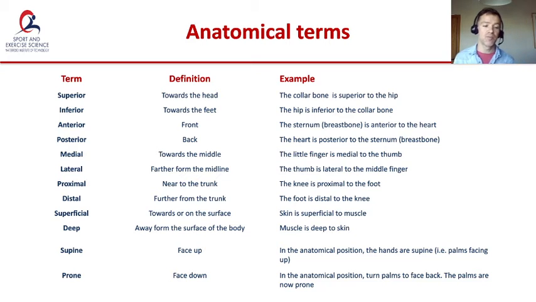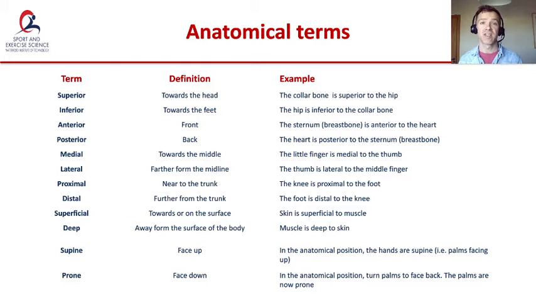Finally, there we have supine, meaning face up, and prone, meaning face down. Strictly speaking, in the anatomical position, the hands are supine, face up. If you turn them over so that your palms are facing backwards, we now say your hands are prone. Supine meaning face up, prone meaning face down.